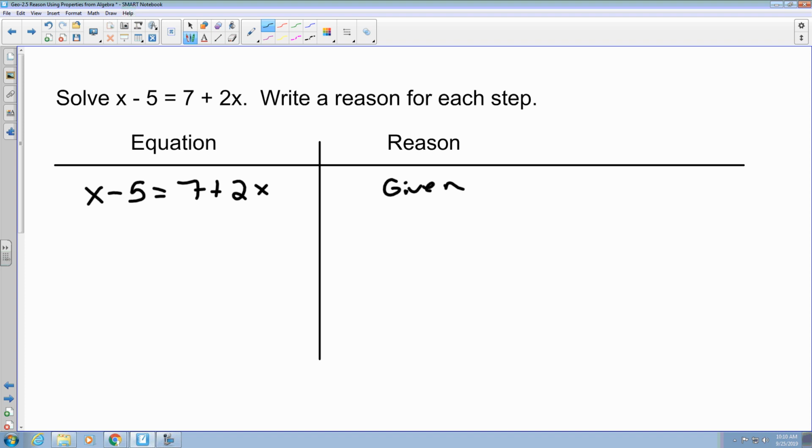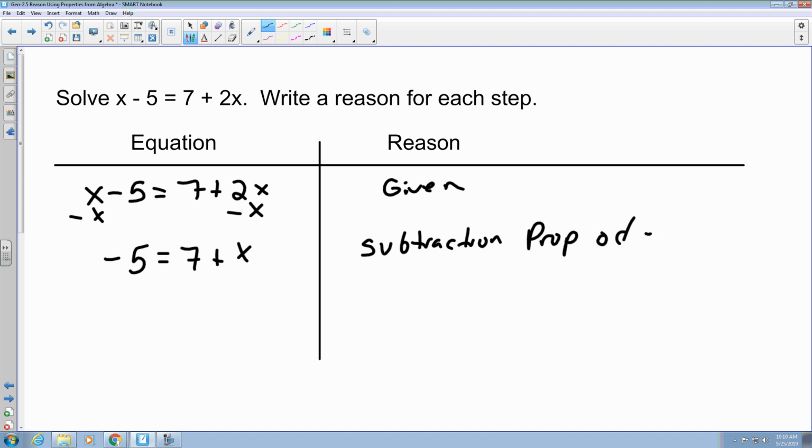All right, from here, when you go about solving, you want to put all variables on one side, all non-variables on the other. So let's take care of that. Let's look at the variables. If I subtract x from both sides, I am going to get -5 is equal to 7 plus x. And because I subtracted x from both sides, it's the subtraction property of equality that allowed me to do that. And then from here, I can subtract 7 from both sides.